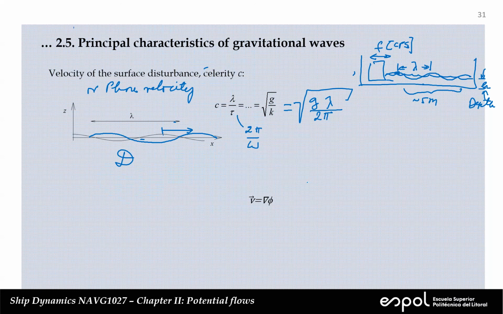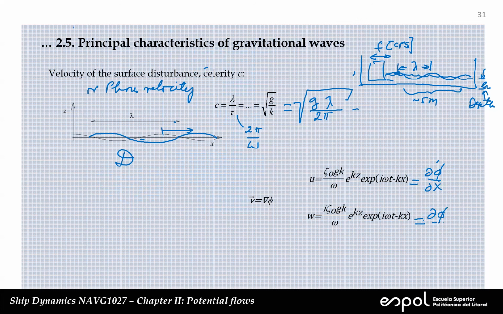Now, we know that phi is expressed as z0 e to the I omega t minus kx e to the kz. So we can differentiate this with respect to x and z. And these are the results. So this u is equal to the derivative of phi with respect to x. And this is the result of the derivative of phi with respect to z. And you see immediately that this is equal to that one.